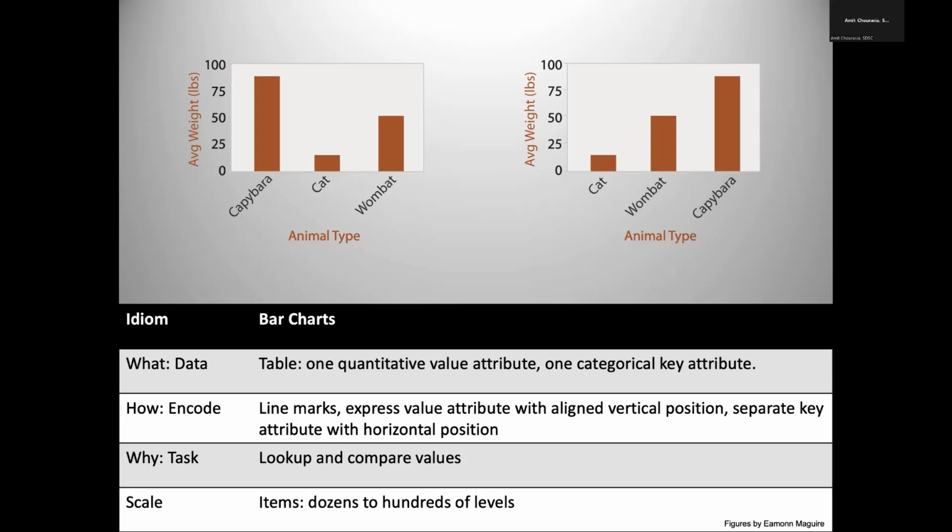So on the right side, we enable an easier comparison of which animal weighs more versus which animal weighs less. Now, how many bars can we put into a screen which is 1000 by 1000 in resolution? We can probably put a dozen to hundreds of levels, but if we go to more than 100 bars, we have a hard time distinguishing between them. So that's the scale of bar charts.